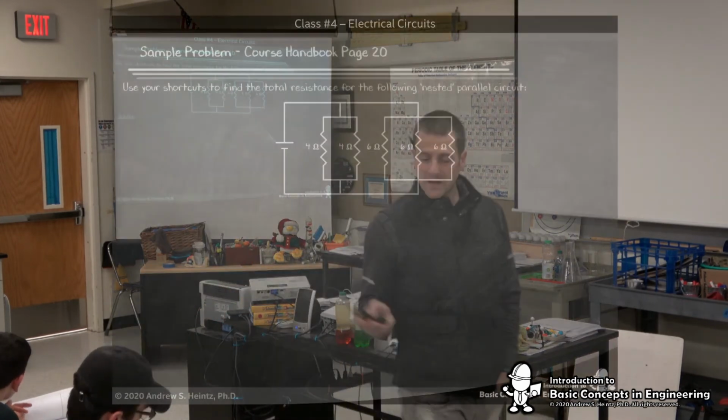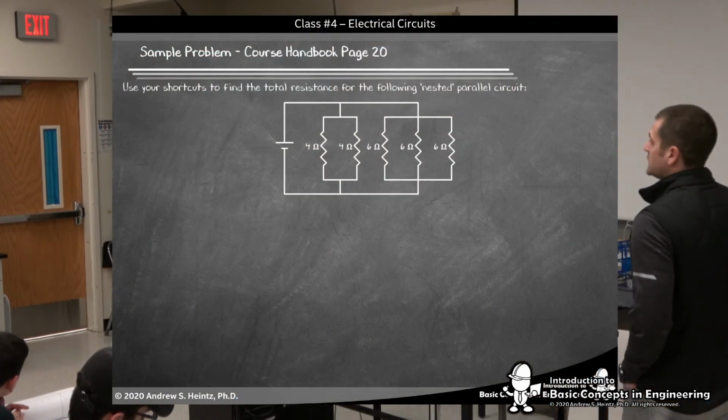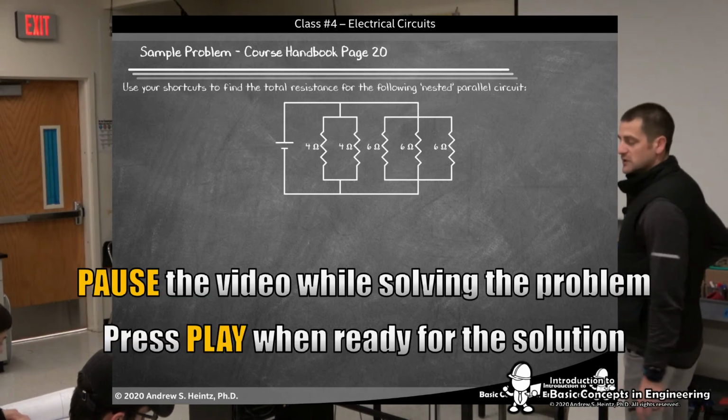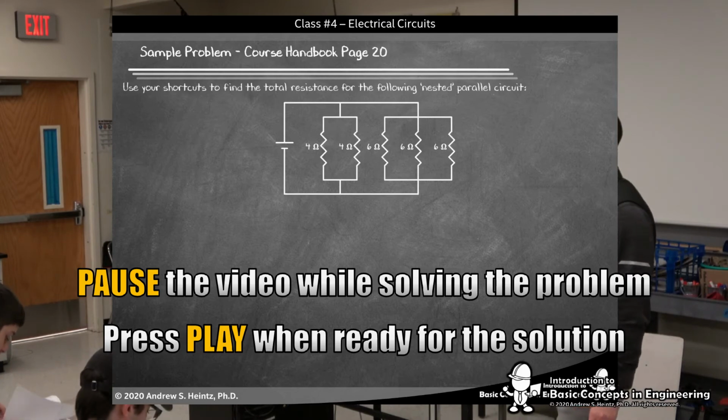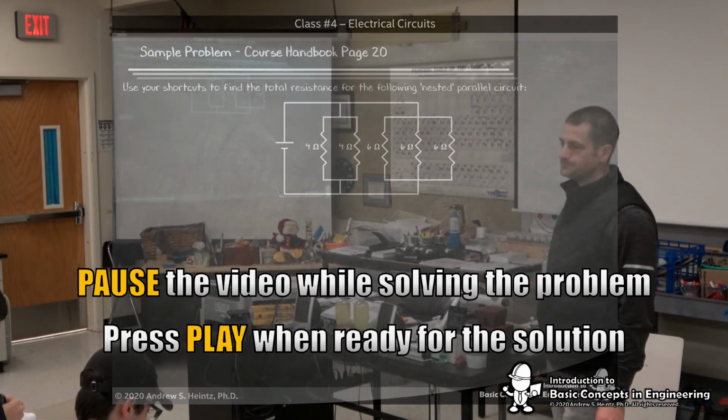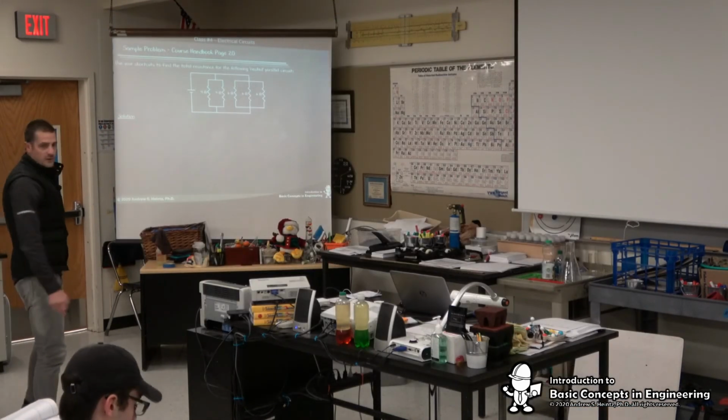So if you could go to page 20, please. And what I'd like you to do is use your shortcuts. So you shouldn't need a calculator for this. Use your shortcuts to find the total resistance of the following what we call nested parallel circuit. All right, so Jeremy's going to walk us through.